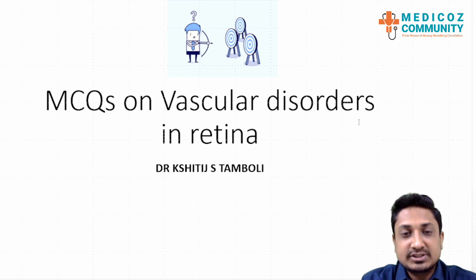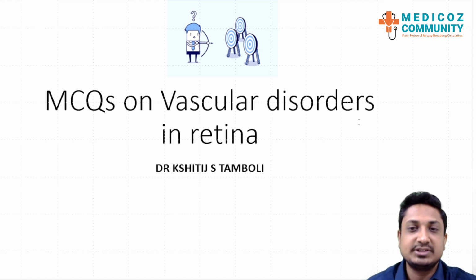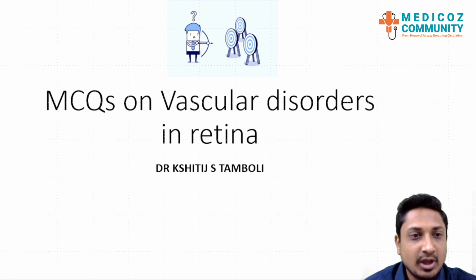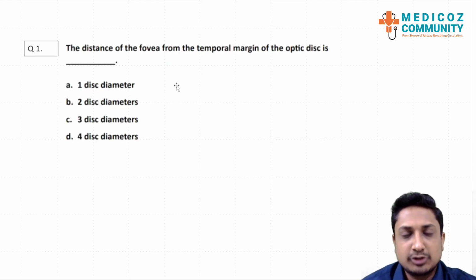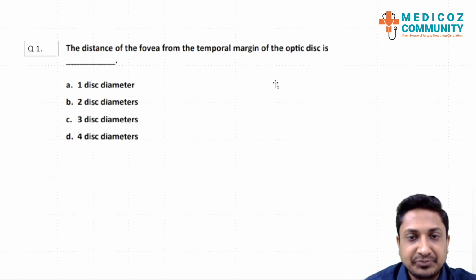So today we are going to discuss some MCQs on vascular disorders in retina. Before moving on to the MCQs, straightaway let's jump to the first question, which is on the anatomy of macula. You need to know this before we move on. The first question says the distance of fovea from temporal margin of optic disc is. Your options are 1 disc diameter, 2 disc diameter, 3 disc diameter and 4 disc diameter. So the correct answer here is 2 disc diameters.